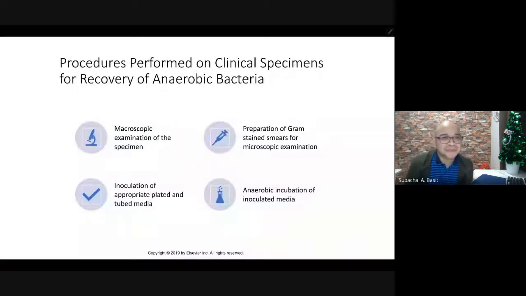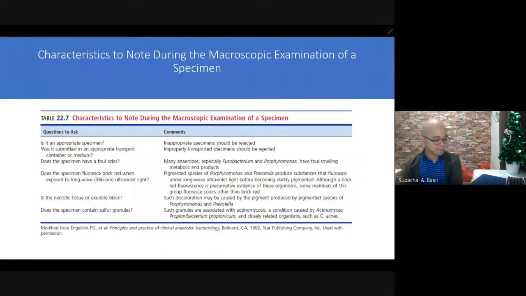So these are the procedures performed on clinical specimens for recovery of anaerobic bacteria. First, we can do macroscopic examination of the specimen. We have to check. And then we prepare them for Gram stain and inoculation of appropriate plated and tube media, and anaerobic incubation of inoculated media. How do we know if it's an appropriate specimen? So kanina na-discuss na natin yung mga acceptable specimen. And if it's not appropriate, then you reject it.